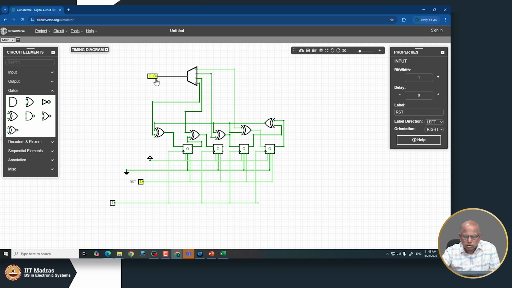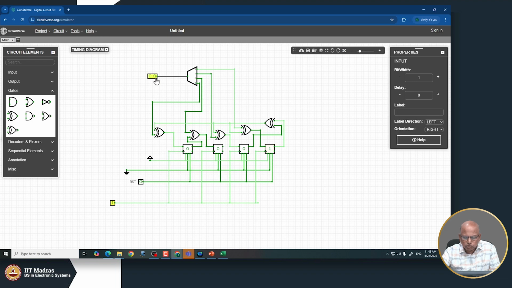So this is a good decoder. 0 0, 0 1, 1 0, 1 1. That is how the inputs will change. So I have got 1 here, 0 here, 0 here, 0 here. And now when I lower the reset and then clock it, this guy got loaded with 1.